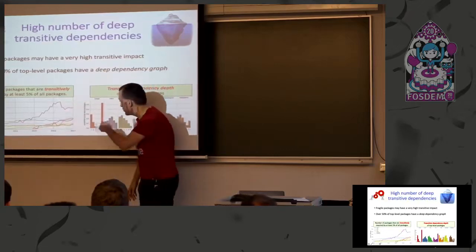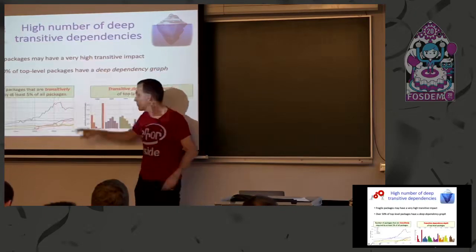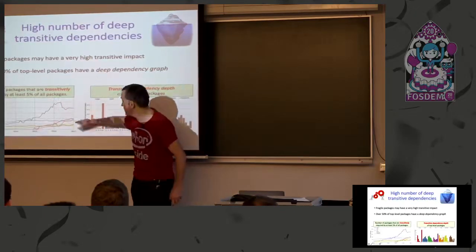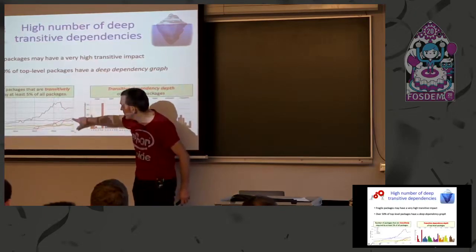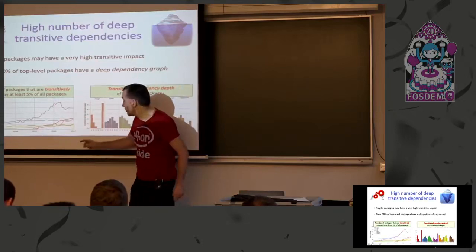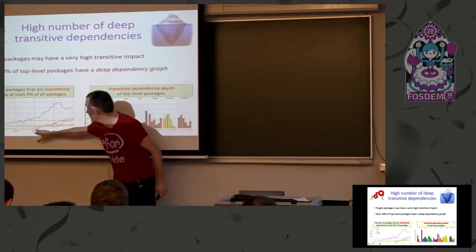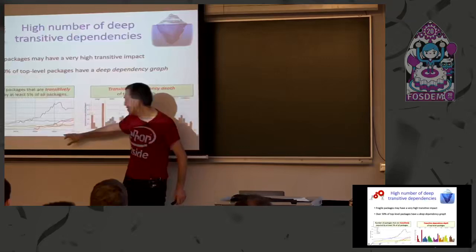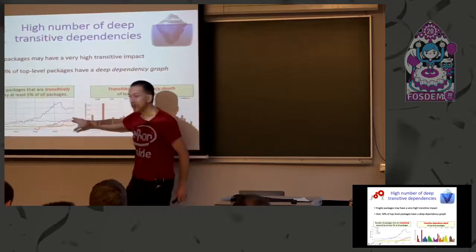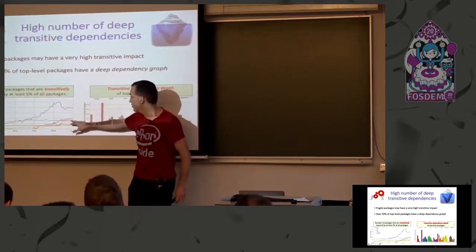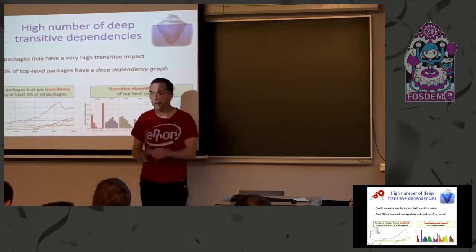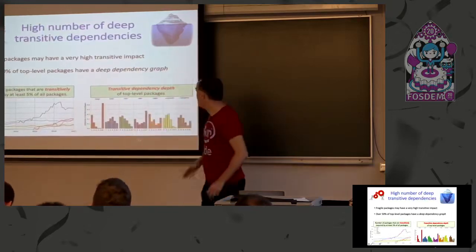I don't know what happens now, is it still going up? I hope it's not going up too fast, but it's still two orders of magnitude higher than all the others. I'm interested to find out what will happen for Cargo, because there we also see that it started very low and it's now becoming the second one. So maybe this is also a problem for Cargo in terms of transitive dependencies.